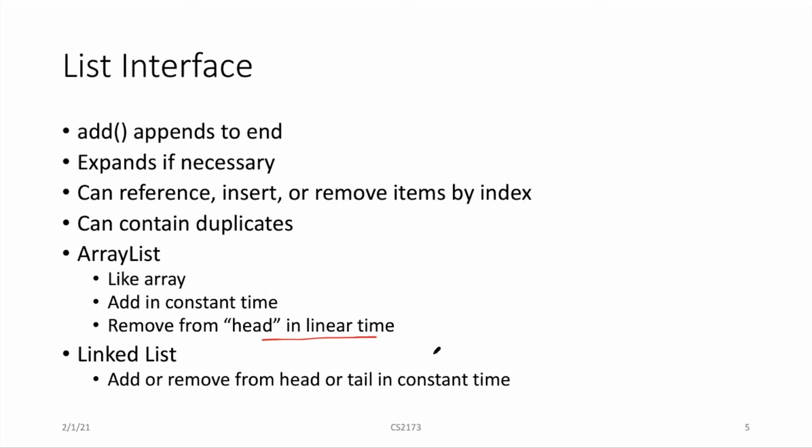Whereas with the linked list, you know what I mean by the head or the tail. The head would be at index 0, the tail would be at the very end. So for a linked list, I can remove or add from the head or the tail in constant time. And for a linked list, inserting is a little bit more involved, but again, typically more efficient.